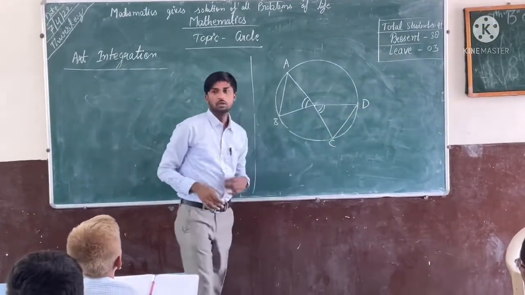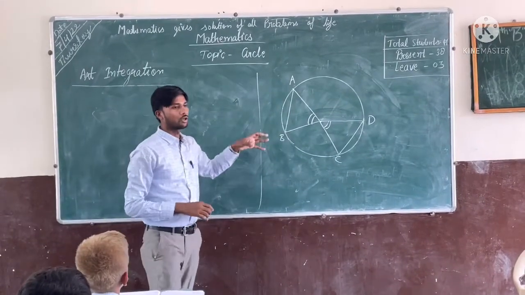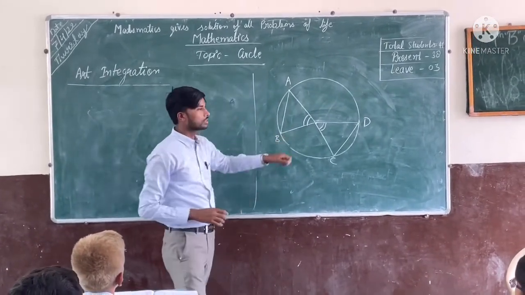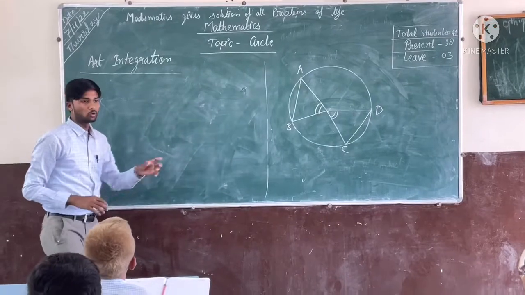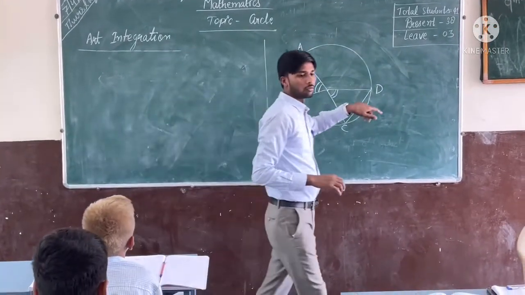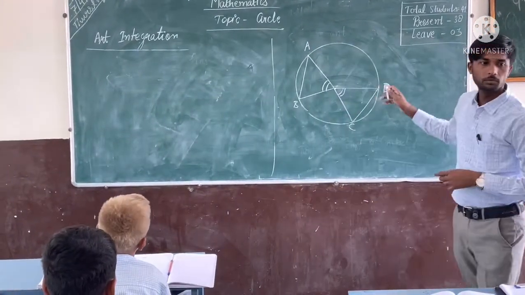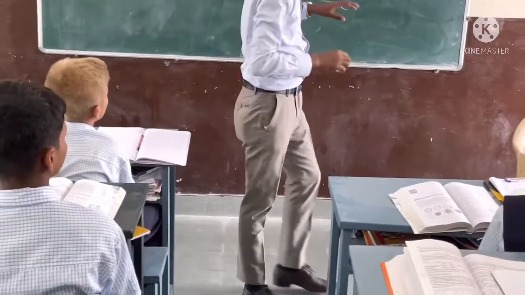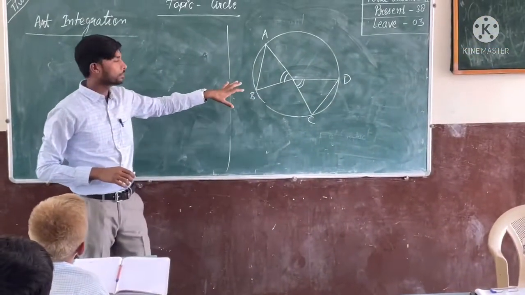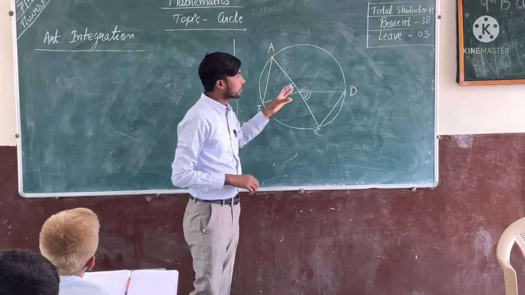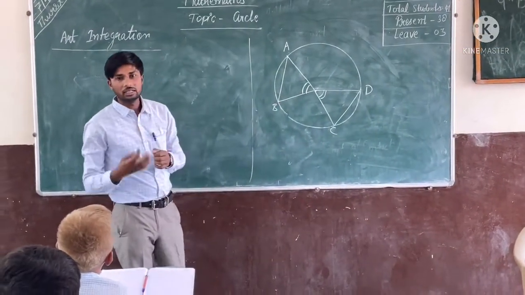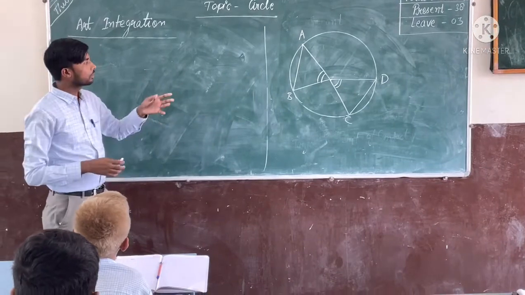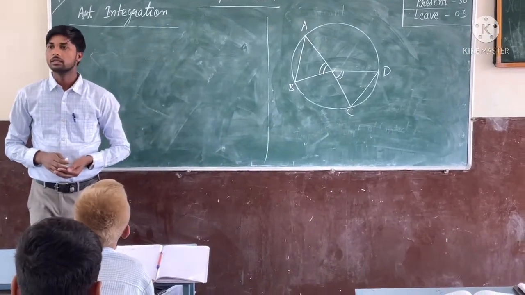So let's draw some figures which are based on the theorems. One theorem is this one. One group will make this one. Which group will make this theorem? Okay, Srija, right. Please draw this type of shape and color it so that it will be very easy to understand the concept of equal angles subtended at the center.